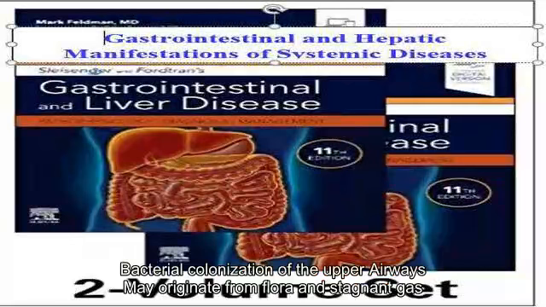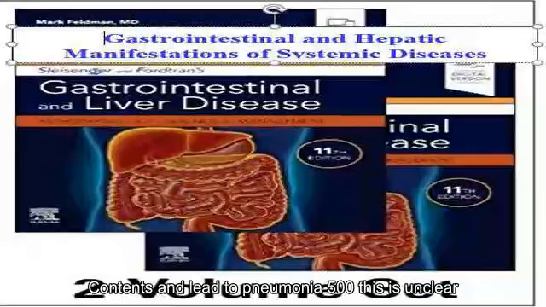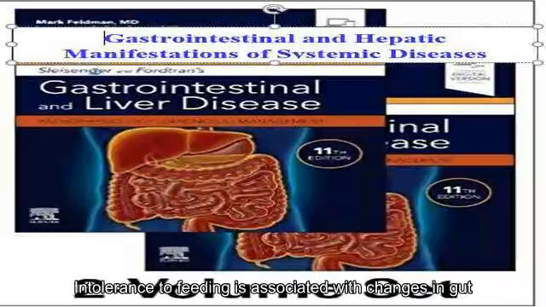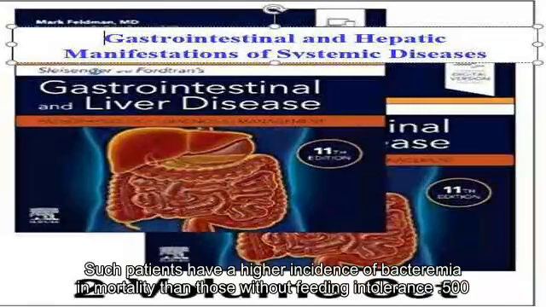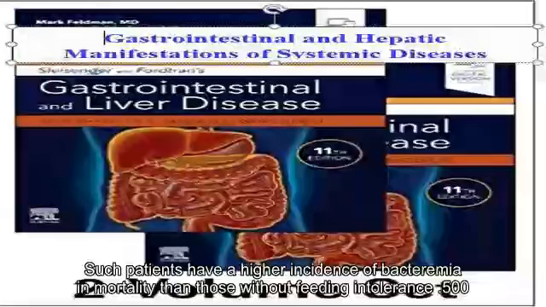Bacterial colonization of the upper airways may originate from flora in stagnant gastric contents and lead to pneumonia. Whether acid-reducing therapy worsens this is unclear. Intolerance to feeding is associated with changes in gut flora and organic acids. Such patients have a higher incidence of bacteremia and mortality than those without feeding intolerance.